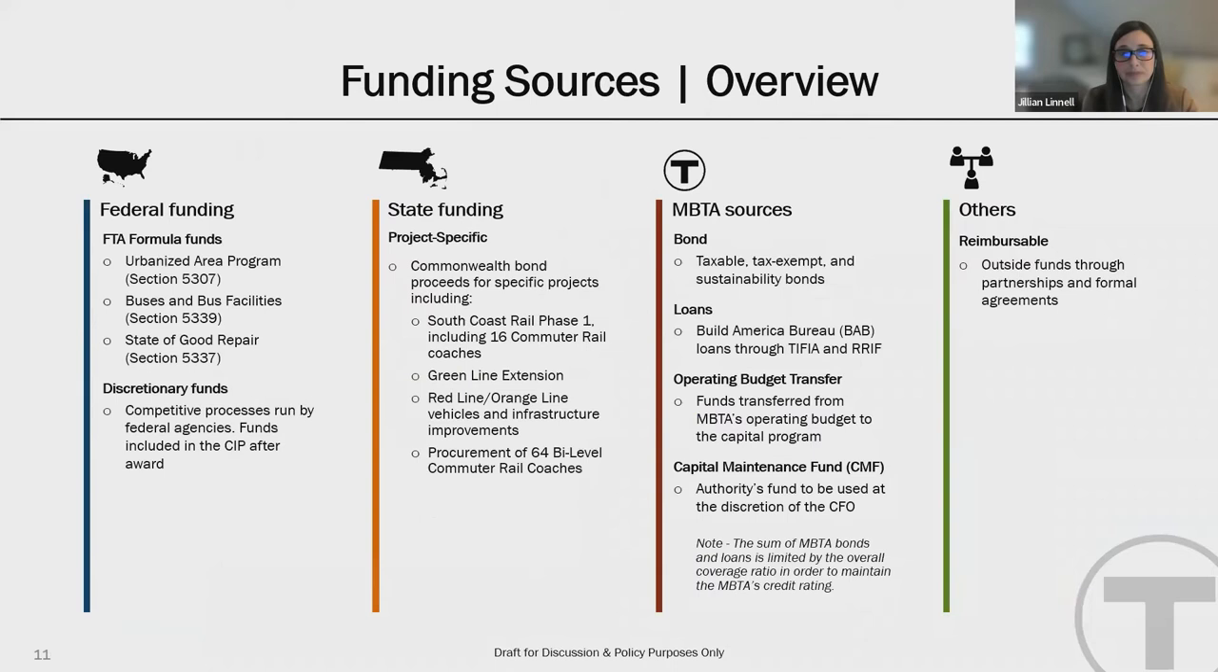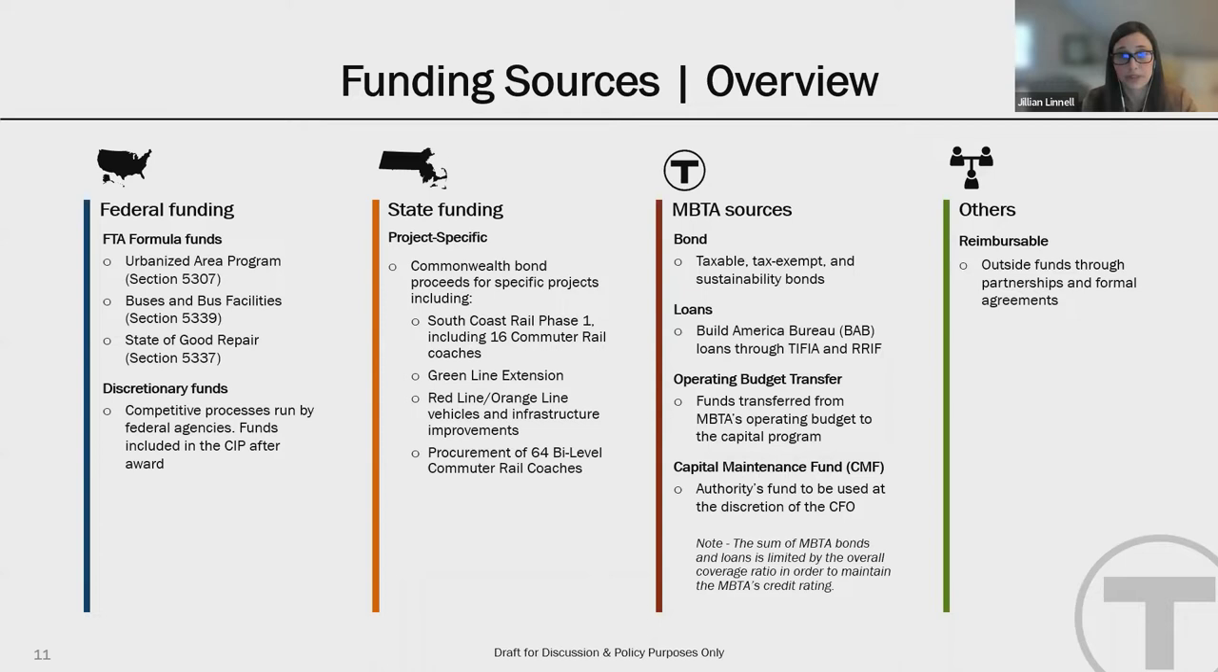Moving into how the MBTA funds our capital projects, this slide offers a high-level summary of the sources that support our capital program, which are broken down into 4 primary categories. Starting with federal funds, the MBTA receives federal formula funding through 3 programs administered by the Federal Transit Administration, each with their own unique goals and objectives. These programs include the Urbanized Area Program, or what is commonly referred to as Section 5307, the Bus and Bus Facilities Program, which is Section 5339, and the State of Good Repair Program, which is Section 5337. These three formula programs provide predictable annual funding levels to support the MBTA's capital program.